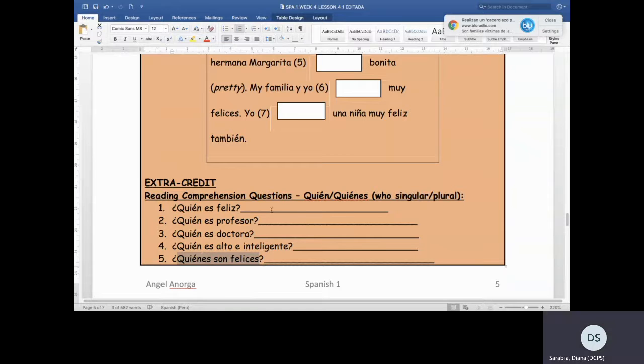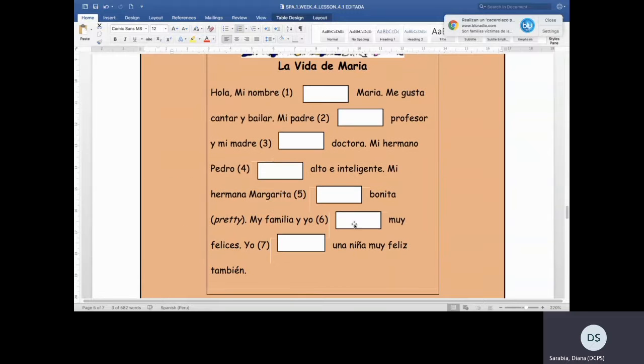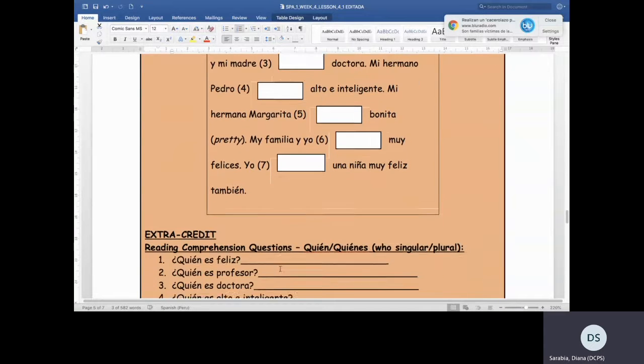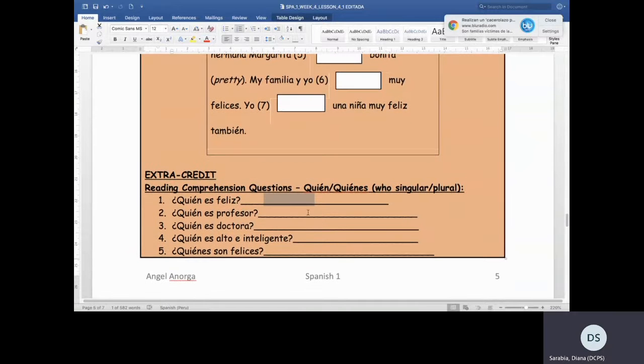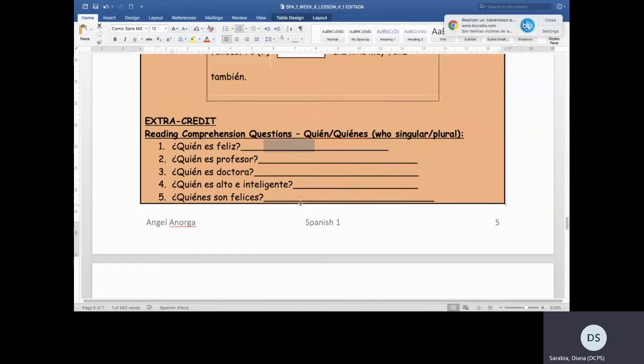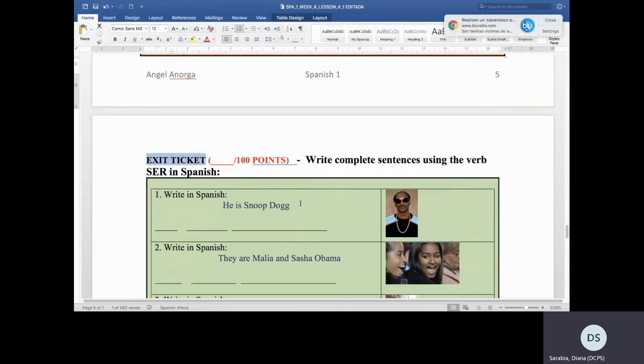The answer for this one, by the way, is ¿quién es feliz? The answer is María, okay? Because she says here, yo soy una niña muy feliz. So the answer for number 1 is María. The answer for each one is a name of a person. So we're ready for the exit ticket.